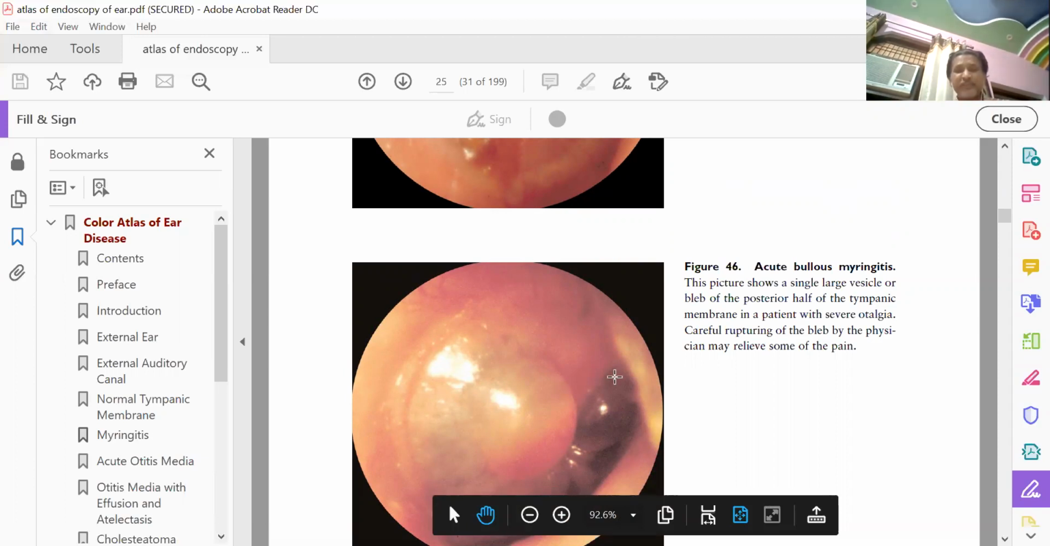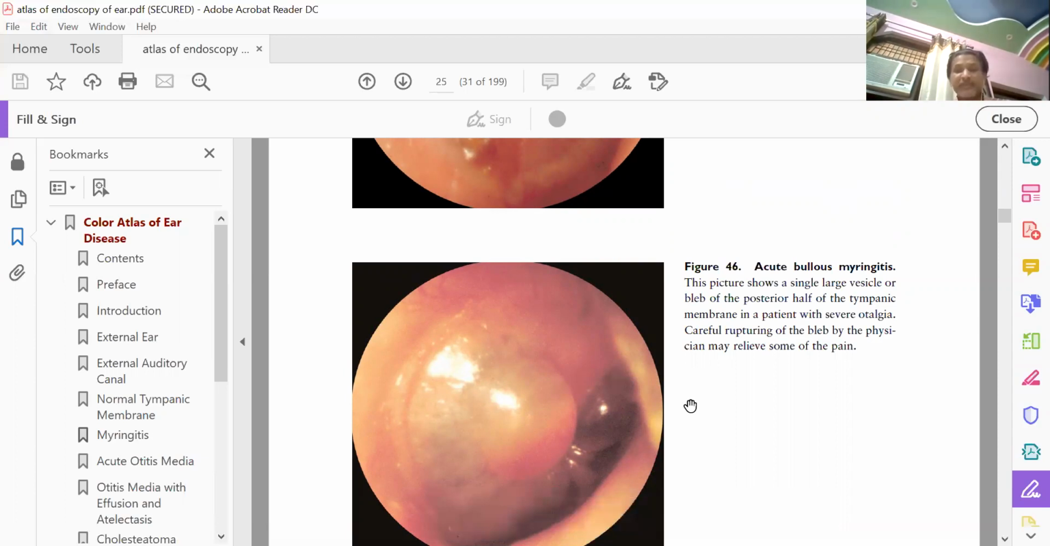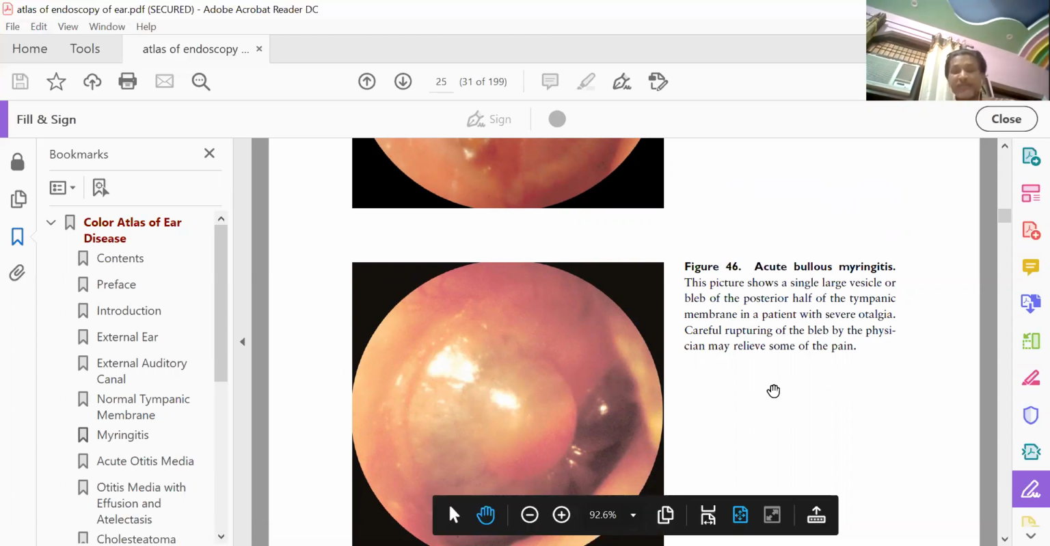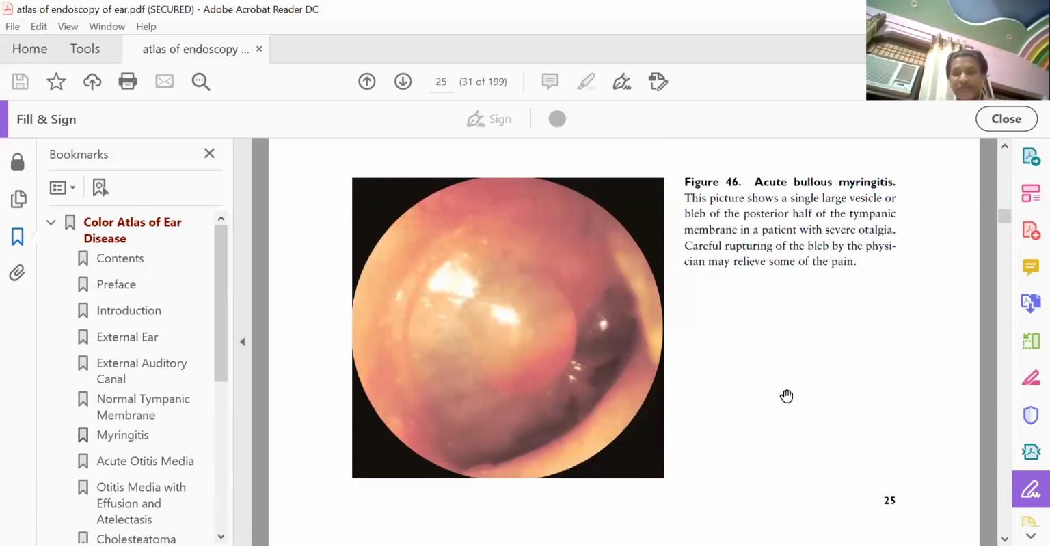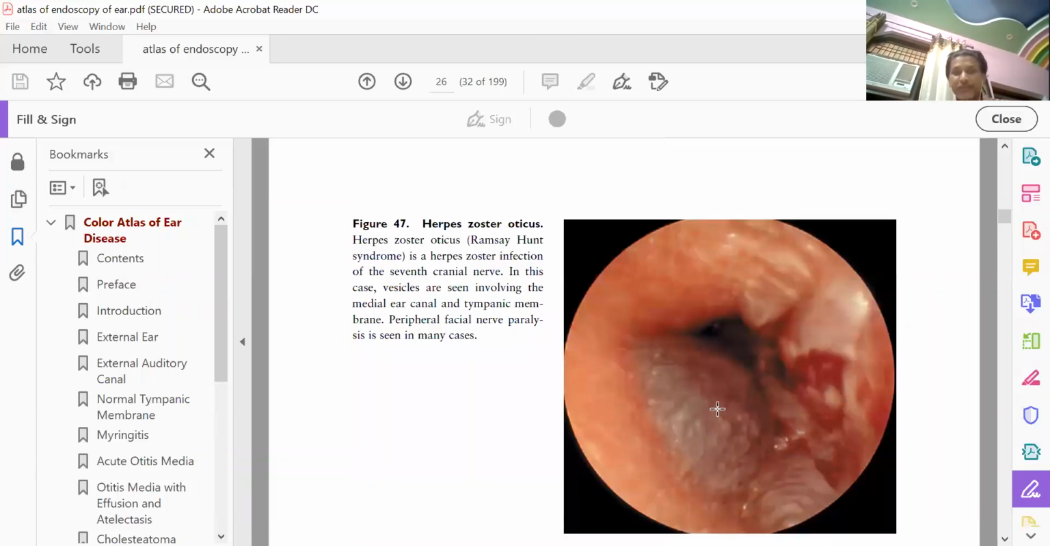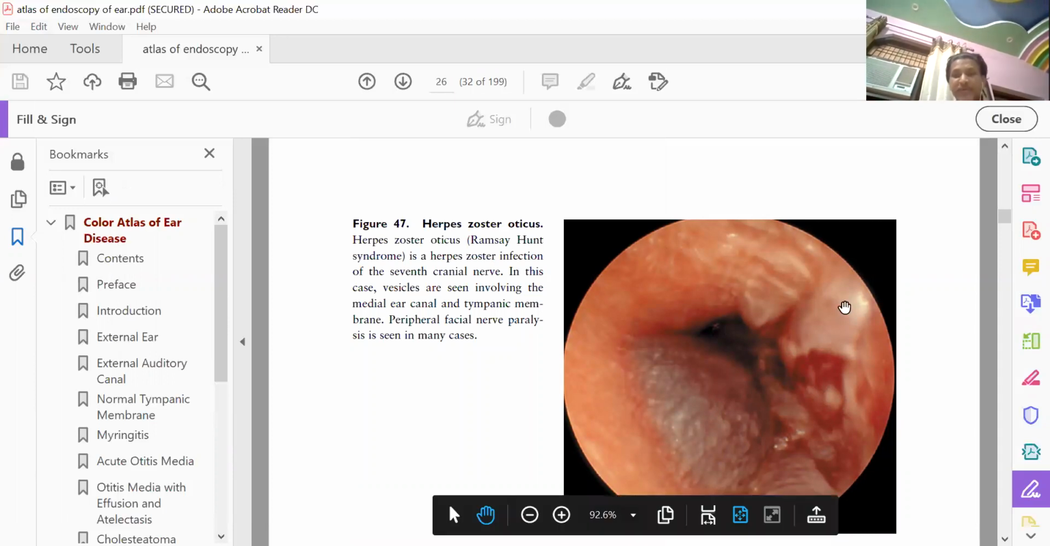This is essentially myringitis, the word is used because there is no involvement of the middle layer as such. This is acute bullous myringitis, and the patient comes with painful clinical presentation, and sometimes fever is also present, but the eustachian tube is by and large normal. This is again a very extensive form, where you can hardly see any of the important landmarks of the tympanic membrane here.